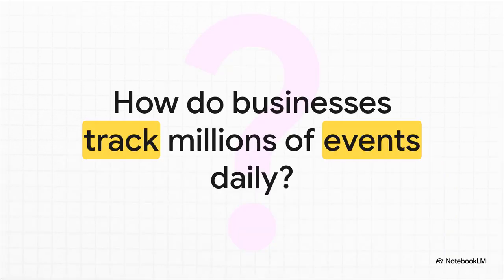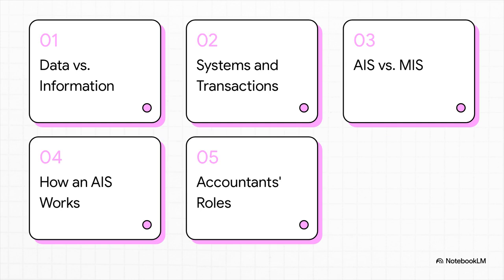I mean, really think about it. Every single time someone clicks buy, every time a customer calls with a question, every package that leaves a warehouse, how on earth does a business capture all that, make sense of it, and not just completely collapse into chaos? Well, the secret is in these incredibly smart, complex systems. And in this explainer, we're going to break it all down for you.